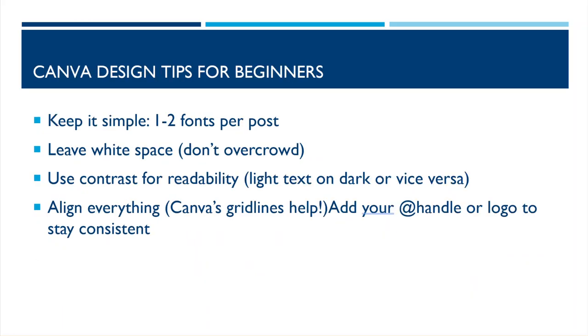Canva design tips for beginners. Keep it simple, 1 to 2 fonts per post. Leave white space, don't overcrowd it. Use contrast for readability, light text on dark or vice versa. Align everything. Canva's grid lines help. Add your handle or logo to stay consistent.